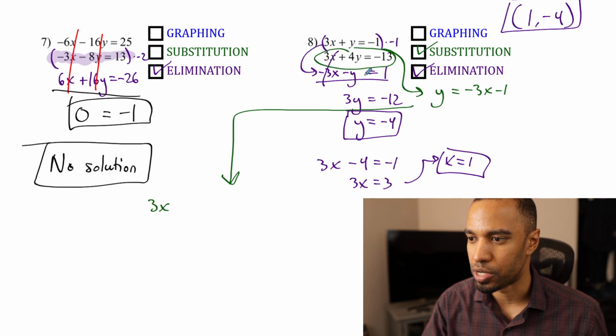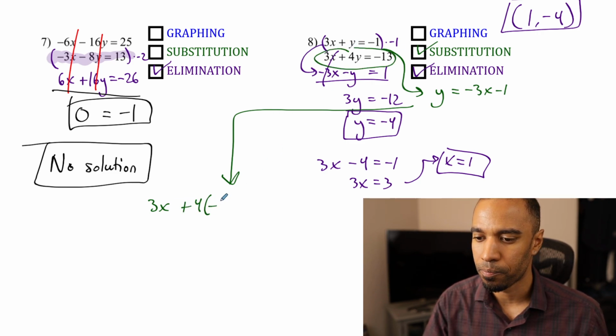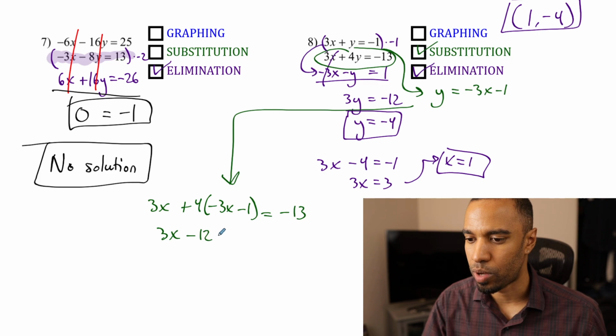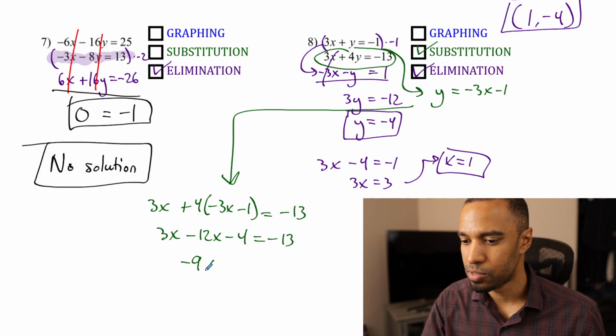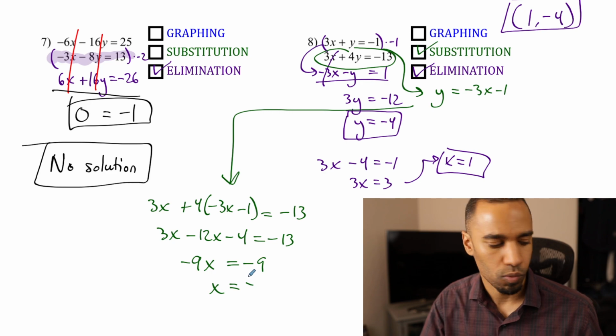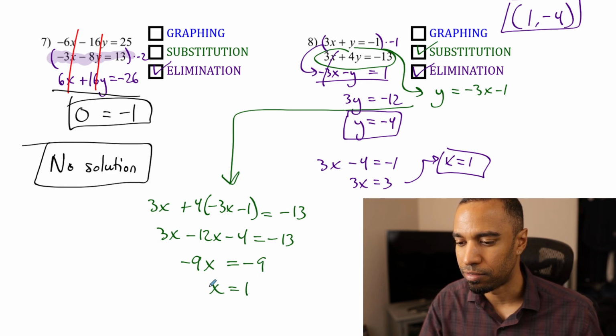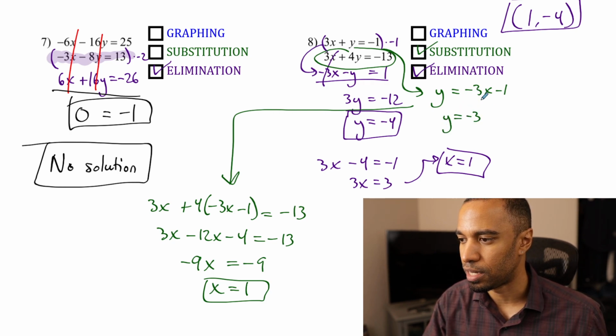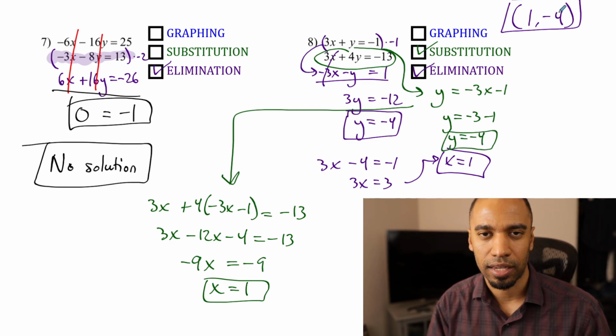3x, I'm doing this equation here. 3x plus 4 times y equals -13. That's 3x minus 12x minus 4 equals -13. Combine like terms, add 4 over. You get x equals 1 when you divide by -9 on both sides. Substitute that into this equation here. Y equals -3 times 1, that's -3. Minus 1, y equals -4. X equals 1, y equals -4. We're back in business there.